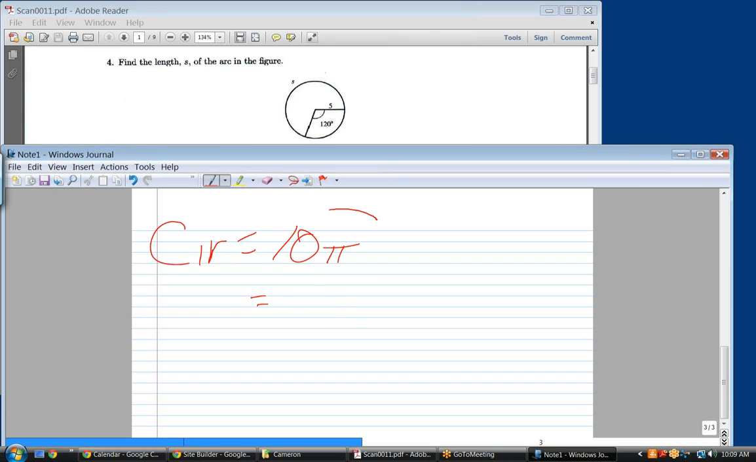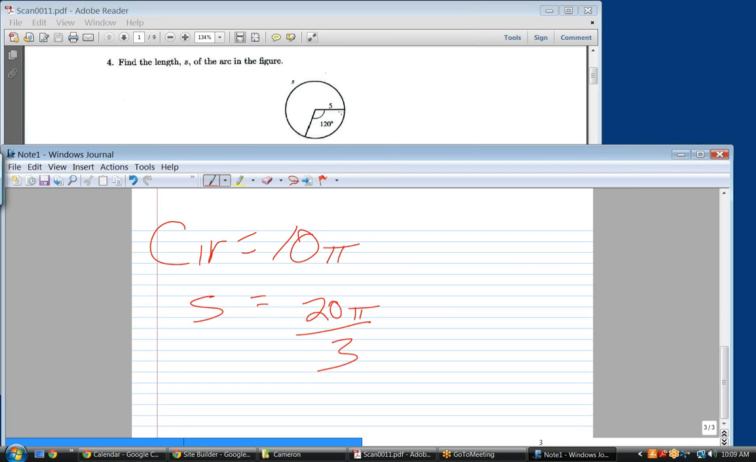So if 10 pi is the entire circumference, and we've got 2/3 of it. Oh, I see what they're saying. So 2/3 of 10 then. I'm not certain if I completely understand then. Okay. The entire circumference is 10 pi. This arc is 2/3 of the circumference.